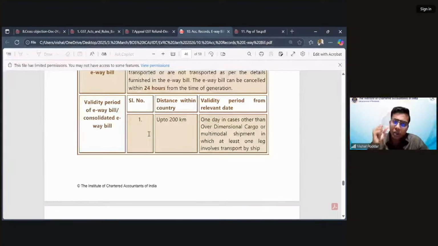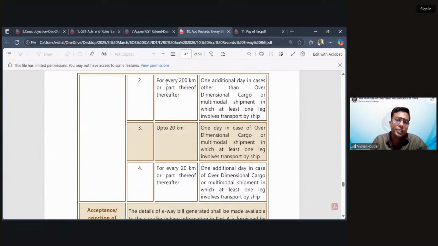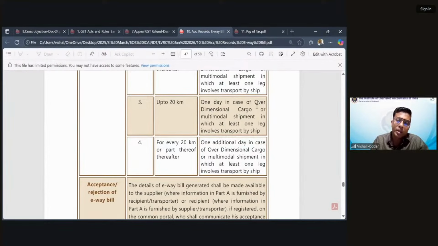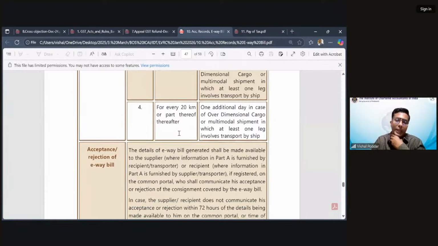If, let us say, the total distance of transport is 300 kilometers. So first 200 kilometers 1 day, and the next 100 is not a complete 200, but any part is also one extra day. So it will be 2 days. So for every additional 200 kilometers or part thereof, we have one additional day. However, where the transport is to be done by an over-dimensional cargo, that is those long vehicles, or a multimodal shipment in which at least one leg involves transportation by ship, then it is 1 day for 20 kilometers, or for every additional 20 kilometers or part thereof, 1 day.